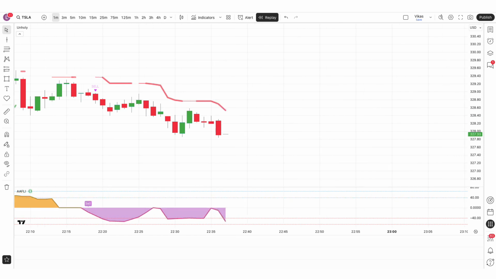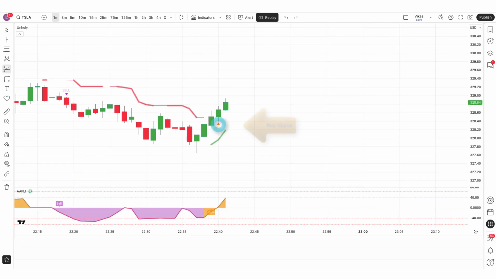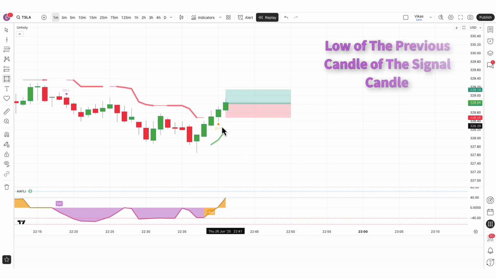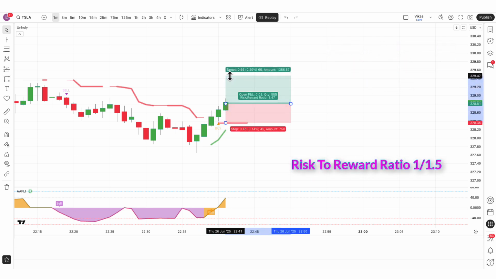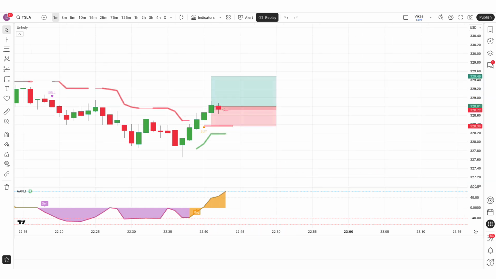Let's see how we use these trading setups. When the ultimate indicator gives us a buy signal, the angle attack indicator should be an orange area, and the market forms a bullish candle. If this condition is fulfilled, then we will place a buy order. Our stop loss is to be placed at the low level of the previous candle of the signal candle. And the risk to reward ratio will be 1:1.5.